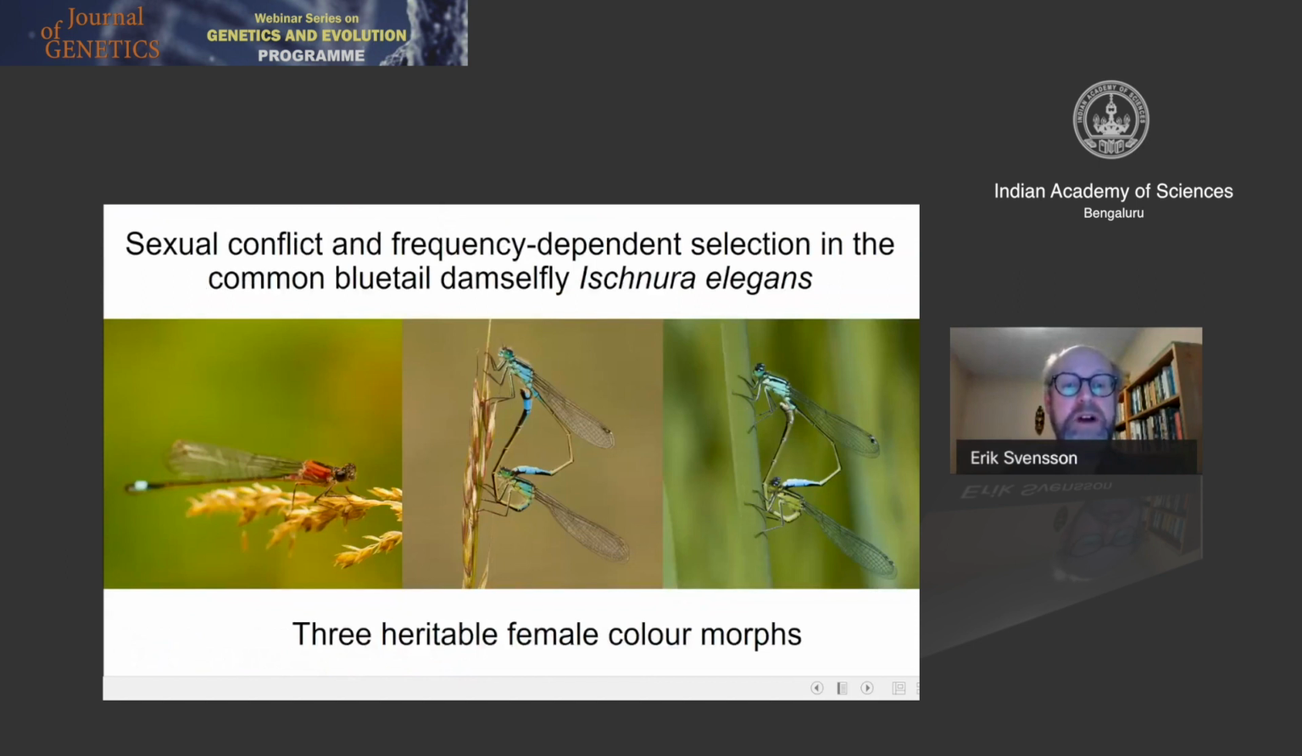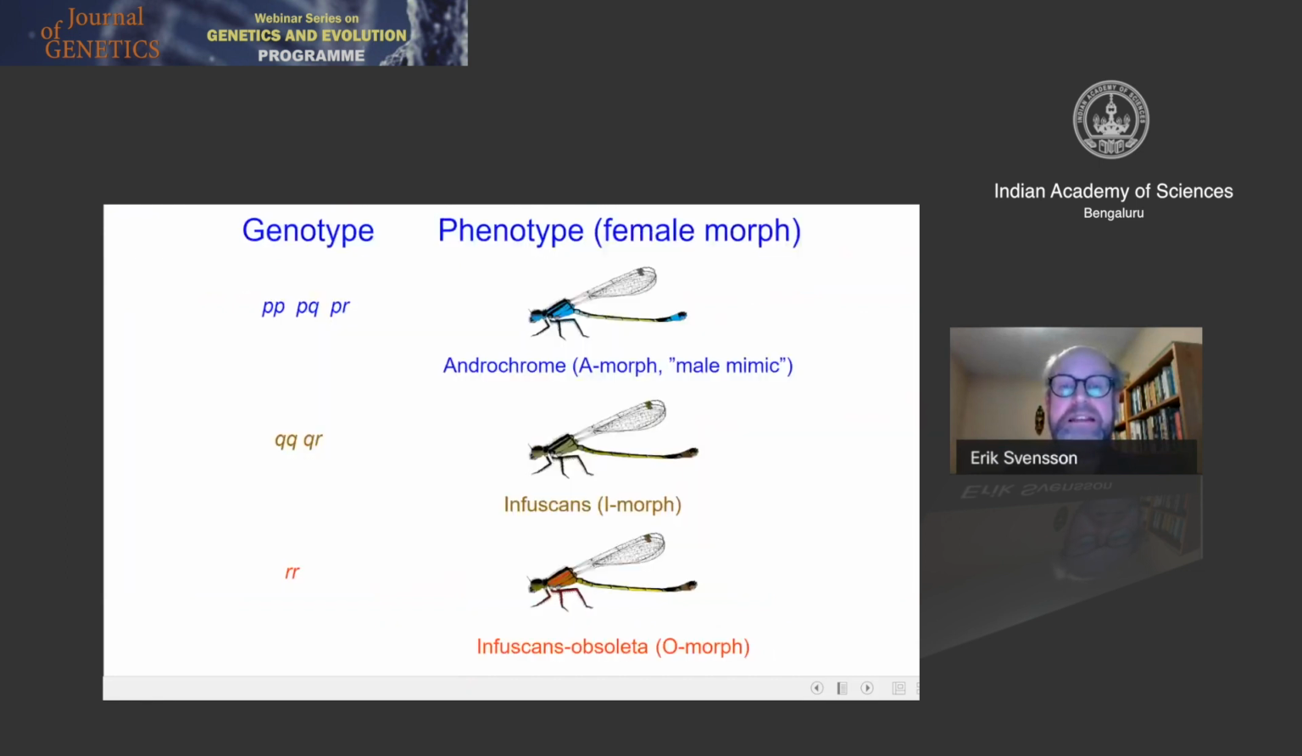Here I will show some data from a study organism I've studied now for quite a long time, and that's the common blue-tailed damselfly, Ischnura elegans, which is a wonderful insect, which is characterized by three heritable female color morphs. And these heritable female color morphs, we know this color morph locus, it's a one-locus character, an autosomal locus with three alleles in a dominance hierarchy, giving rise to three visible phenotypes, but six genotypes.